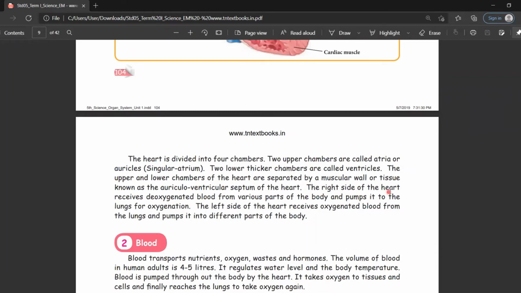The right side of the heart receives deoxygenated blood from various parts of the body and pumps it into the lungs for oxygenation. So the right side part of the heart receives deoxygenated blood from various parts of the body. From there it pumps into the lungs for oxygenation. The left side of the heart receives oxygenated blood from the lungs and pumps it into different parts of the body.